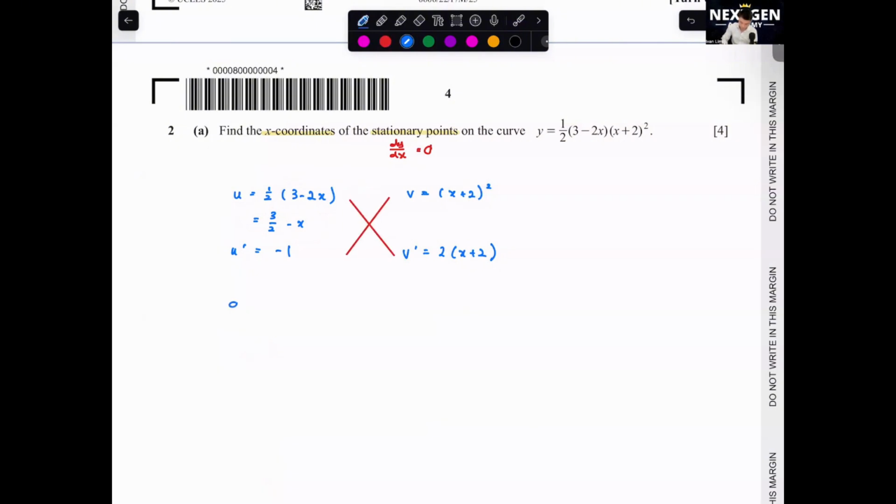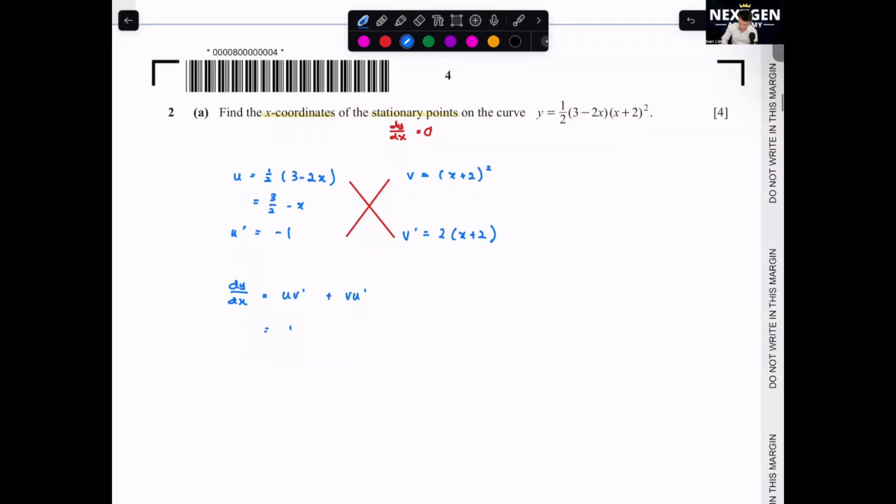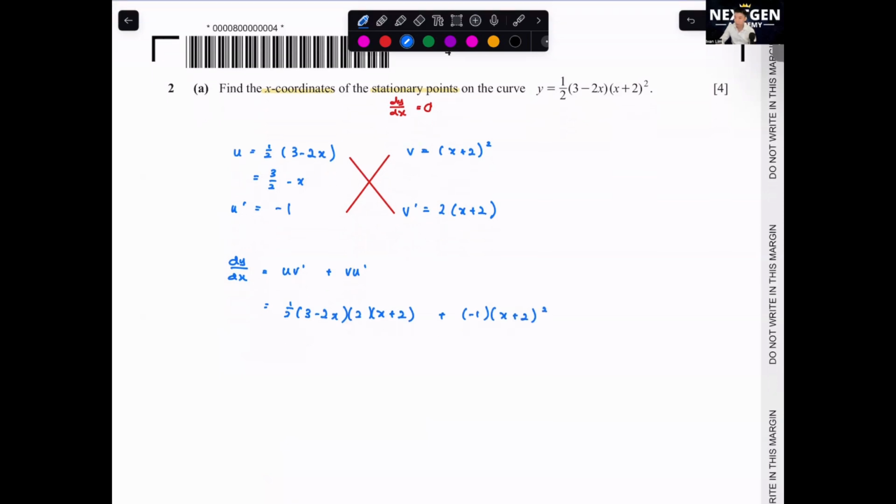So the formula for dy over dx is u v prime plus v u prime. Half times (3 minus 2x) times 2 times (x plus 2) plus, I'll put the negative 1 in front, negative 1 times (x plus 2) squared. What do we want to do over here first? Because we want to solve dy over dx equals 0, I'm going to try my best to simplify it first. What we can do is open up the entire bracket first, or factorize it first. Since there is x plus 2 and x plus 2, let's just factorize the x plus 2 first.